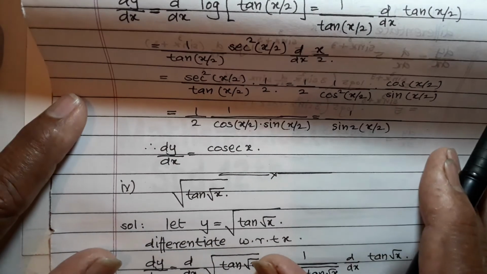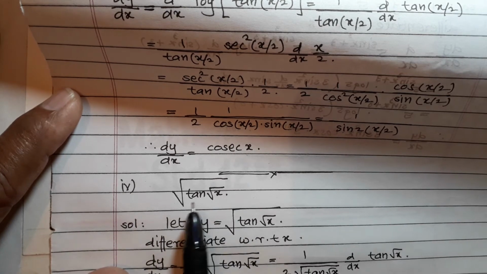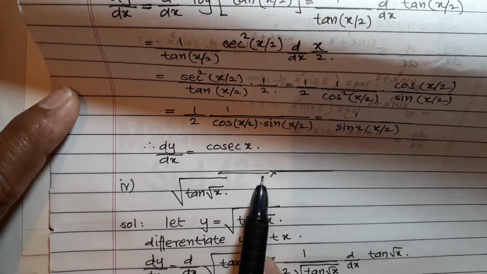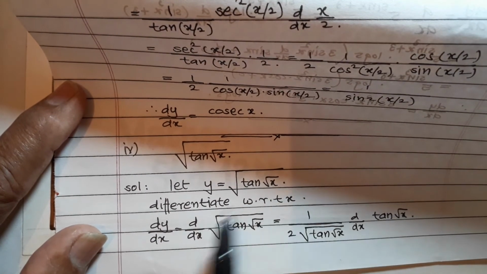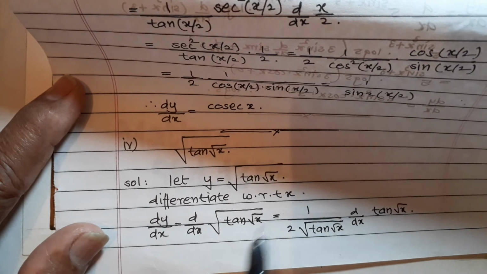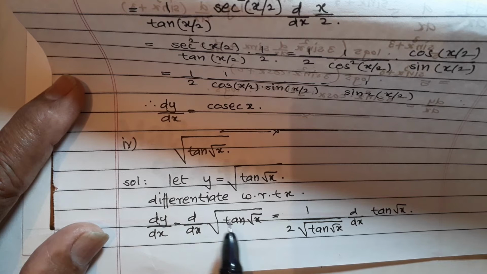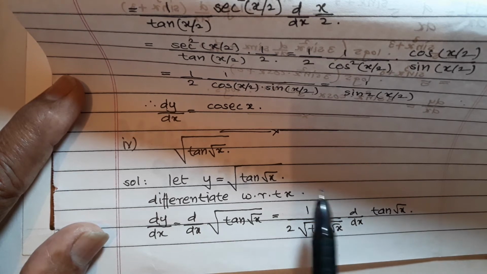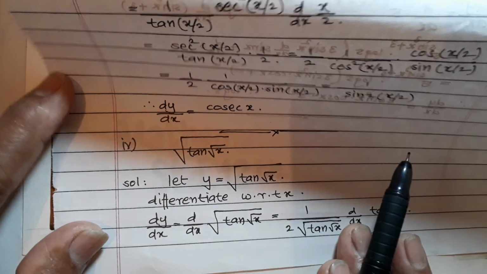Okay, then question number 4, root tan root x. Okay, let y is equal to root tan root x. Differentiate with respect to x. dy/dx is equal to d/dx of root tan root x, and is equal to, first you take derivative of root, so 1 upon 2 under root tan root x, and derivative of tan root x. Okay.